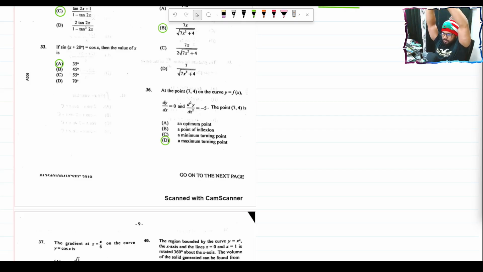So the first derivative is equal to 0 and the second derivative is equal to -5. A stationary point occurs when dy dx is equal to 0, and the second derivative just states the nature of the stationary point.